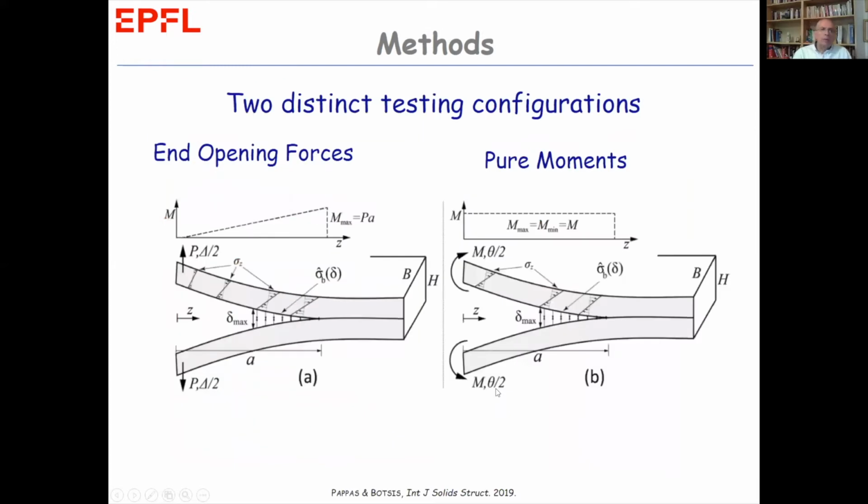In this work, we use two distinct testing configurations. The end opening force, as shown here, the DCB specimen with the two forces at the ends, and then a pure moment, again a DCB specimen subjected to pure moments at the ends. Most of the work I will present to you today has been obtained using end opening forces, and towards the end, I'll show you results obtained using pure moments and then compare them with the end opening force results.